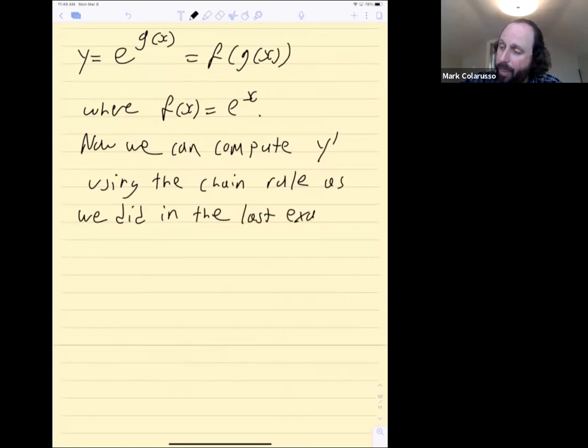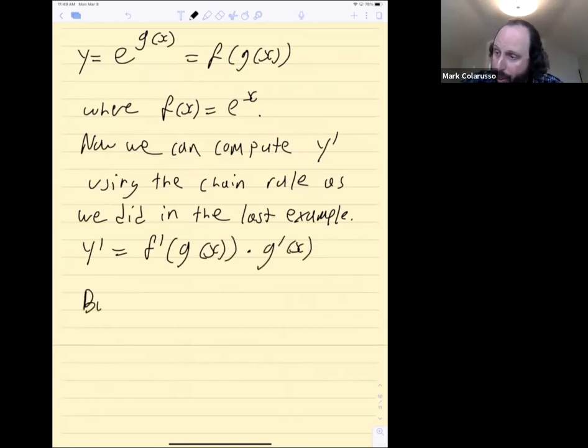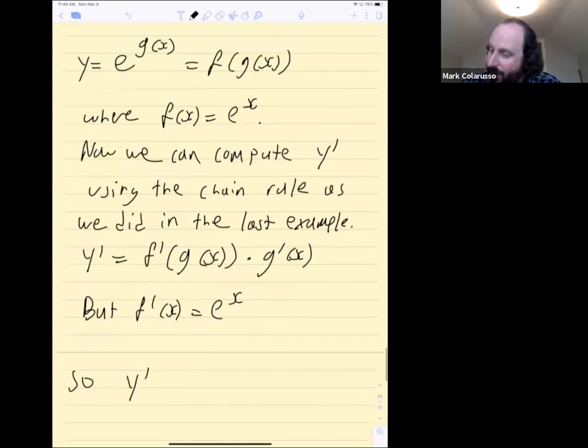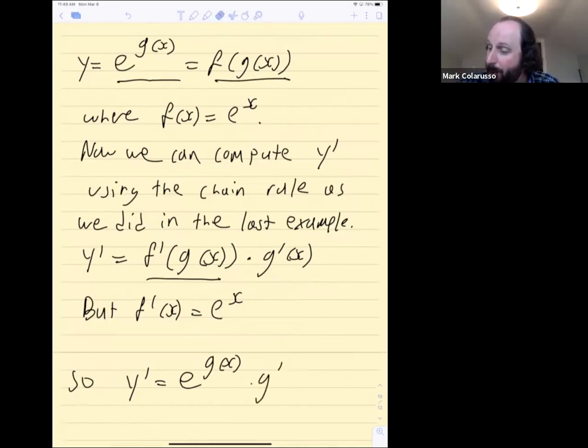In the last example, y prime is the derivative of the outer at the inner times the derivative of the inner, right? But the derivative of the outer guy, e to the x, is just e to the x. So the formula we have here as a derivative is e to the g at x, right? This is the same thing as this, right? Times the derivative of the inner, whatever that may be. So that's the general formula.